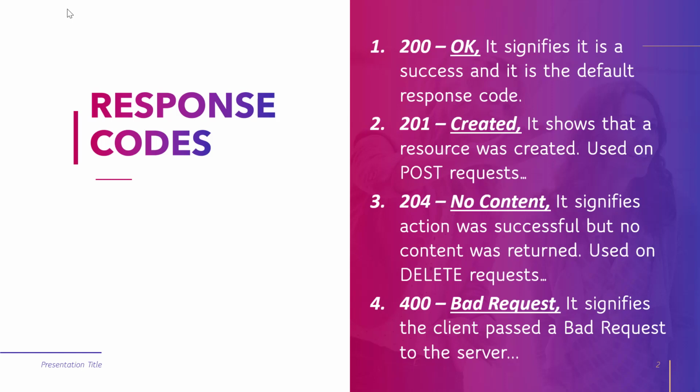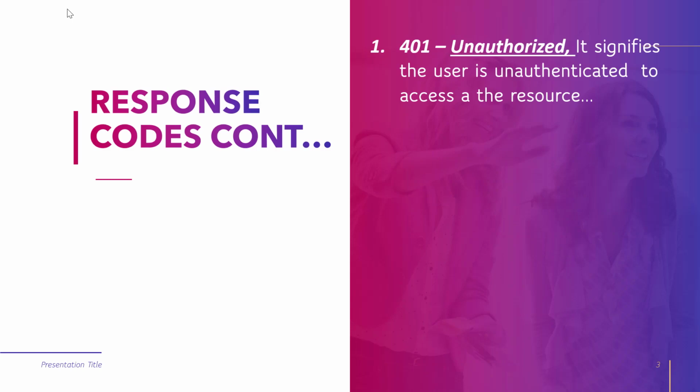Then we have 400, maybe there was a bad request, or maybe there was a request which was not required. Maybe someone is trying to maliciously access the server. You can return things like 400. We have 401, which means unauthorized. It means the user is unauthenticated to access the resource. So the user maybe hasn't logged in, or the user has been denied some privileges to access some resource and is trying to access that resource, then you can use 401 to return that status.